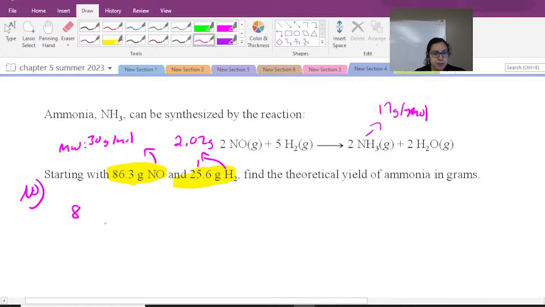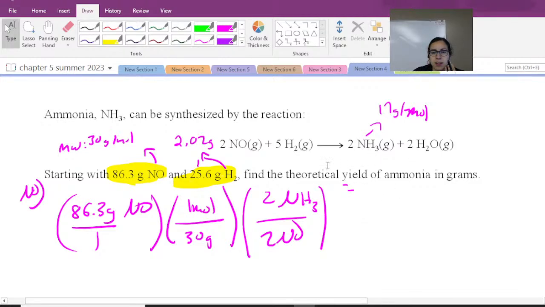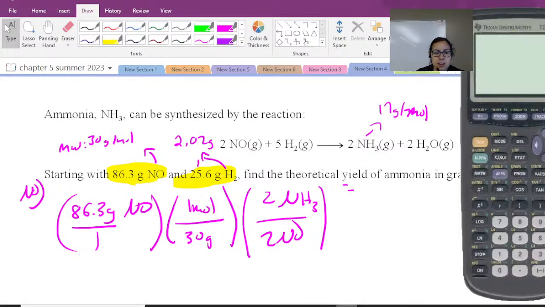I'll start with NO, so 86.3 grams divided by my molecular weight. For the mole ratio, we don't have to do anything, but I'll write it just to be explicit. And then I might stop here in interest of laziness. Once I find my limiting reagent, then I'll save the grams for the end. You could also take it all the way. So divided by 30. This is irrelevant though, I just wrote it here so we see they cancel.